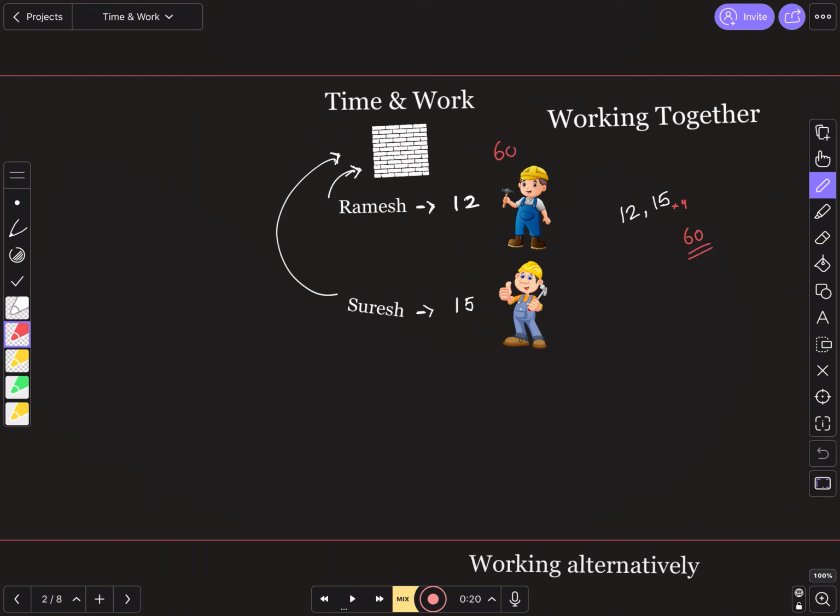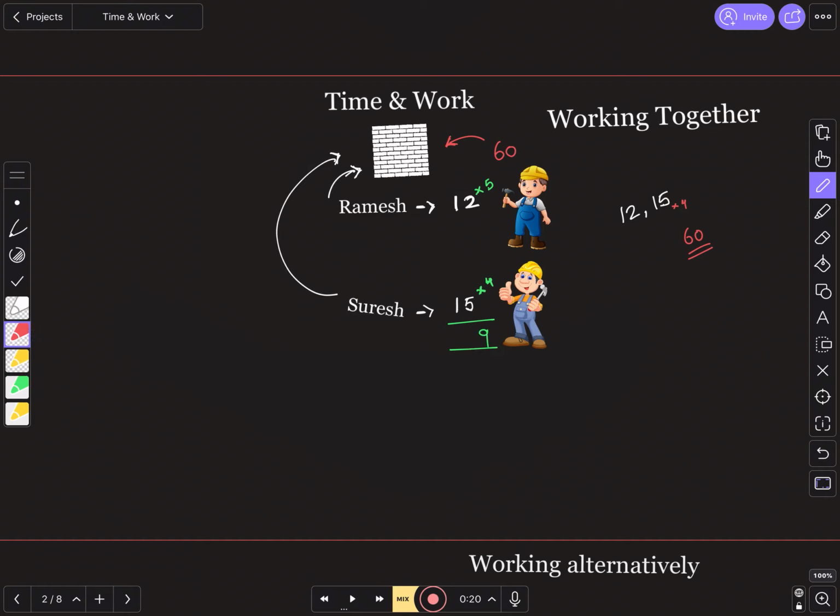60 here. Okay, which means what? If 60 bricks are put in, the wall is made. Now Ramesh working alone does it in 12 days. It means per day he puts in how many bricks? 5. Okay, Suresh working alone does it in 15 days, which means per day he puts in how many bricks? 4. If they are working together, how many bricks will be put in one day? 5 plus 4, which is nothing but 9.